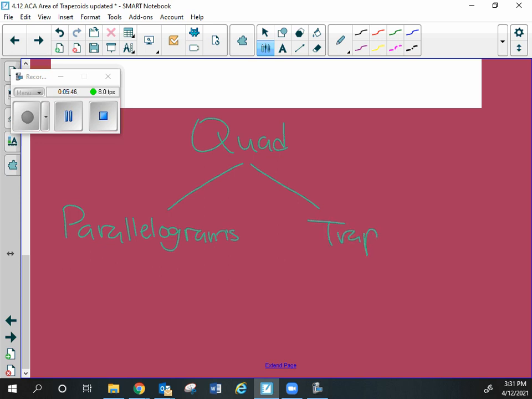Does anyone remember what the difference was between the two? Yes, ma'am. Parallelograms have two sets of parallel sides, and trapezoids only have one. Very good. Okay, so let me draw those shapes for each one. So a parallelogram, there are many varieties of them. Let's pretend that's a square. Trapezoids.